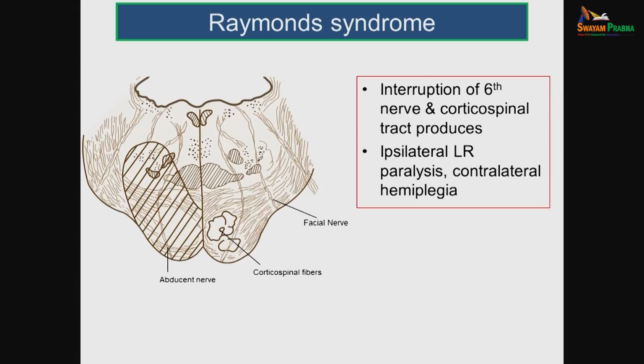Okay. What is this Raymond syndrome? As we know, it is the involvement of the paramedian region. It involves the 6th nerve and the contralateral hemiplegia because of the involvement of the corticospinal tract. So, this is called a Raymond syndrome. Okay. So, if it involves only the 6th nerve and corticospinal tract, we call it a Raymond syndrome, where there is an ipsilateral paralysis of the lateral rectus and contralateral hemiplegia.